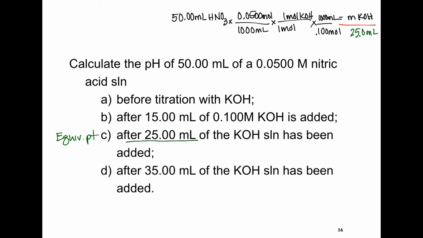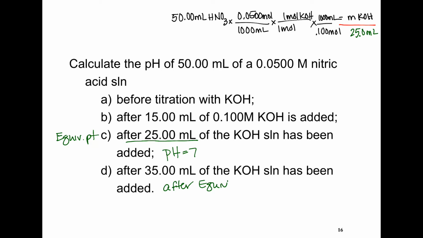Now again, why we're doing this calculation is because we're trying to minimize the amount of calculations that we need to do overall, and we know that at the equivalence point, the pH is equal to 7 for a strong acid, strong base titration curve. So just by doing some simple stoichiometry, we've kind of knocked out one of our pH calculations. All right. Now, if 25 milliliters is the equivalence point, then that means that this is after the equivalence point.